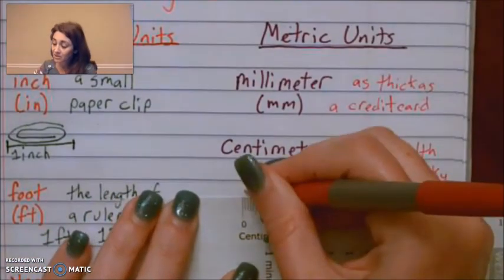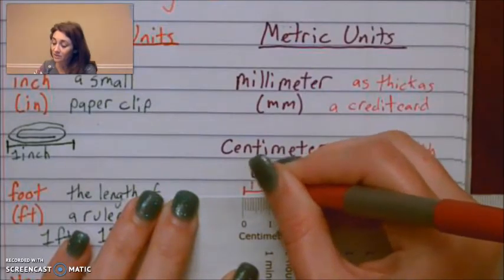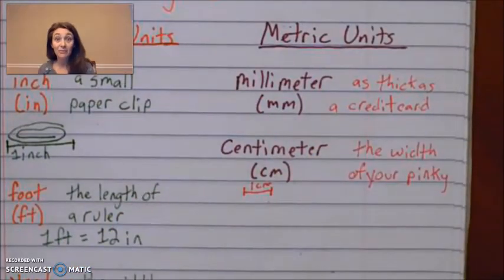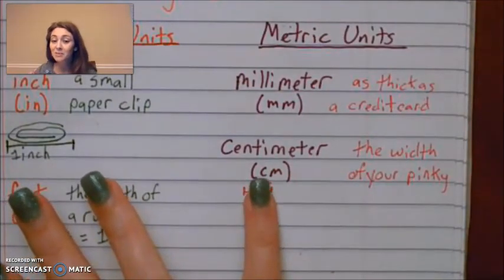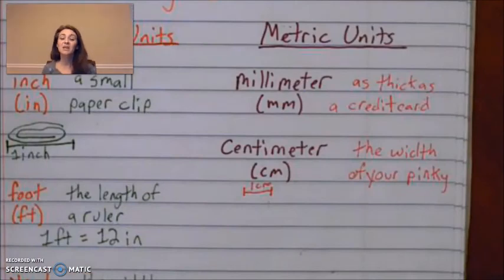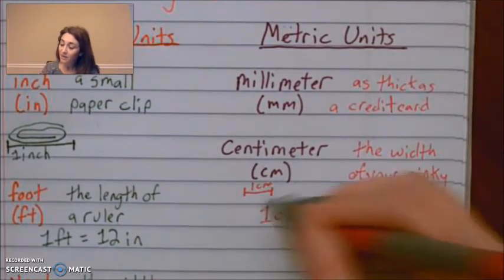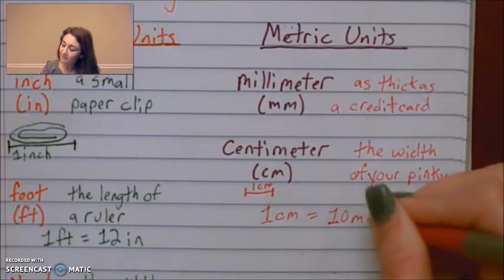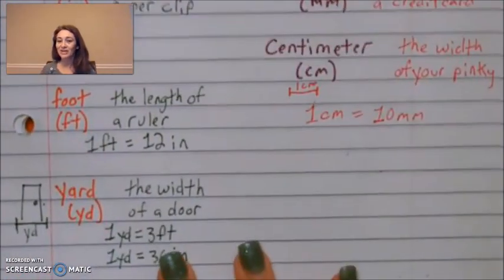And I'm just going to make a little mark at the 0 and at the 1. That is 1 centimeter. Let's see if my pinky really does fit in there. Okay, it's pretty close. My pinky might be a little wider, but about 1 centimeter. It's not a bad estimate. Okay, what we need to know about 1 centimeter is that 1 centimeter equals 10 millimeters. And then we'll move on to the next one.